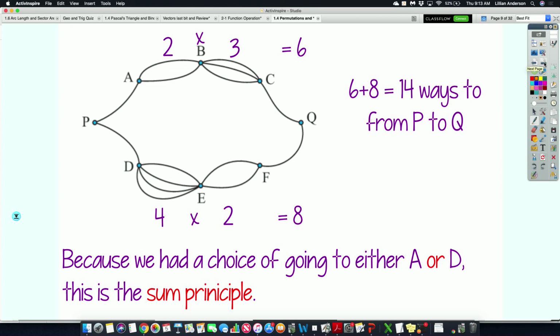Because we had a choice of going to either A or D, this is known as the sum principle. We do incorporate a little bit of the product principle if we went along one path, but because we have 2 different ways that we can get initially from P to Q, you have to add in the other sets of options. That is known as the sum principle. Today is all about different arrangements. Does that make sense? Okay.